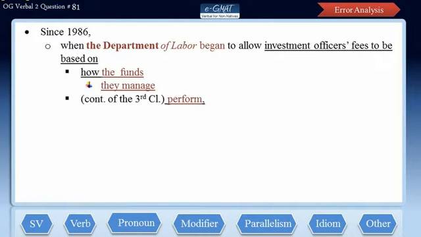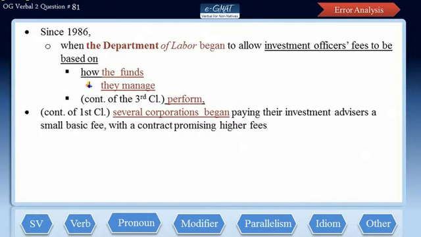What follows next is the continuation of the third clause, because in the first part we just had the subject. What appears here is the verb for that subject, which is perform. What follows perform is the continuation of the first clause, because in the beginning we just had since 1986. In this portion of the remaining clause, we have the subject and the verb and the remaining portion of the clause that reads, several corporations began paying their investment advisors a small basic fee with a contract promising higher fees. Here several corporations is the subject and began is the verb. What follows next is an if clause that reads, if the managers perform well. Here the managers is the subject and perform is the verb.